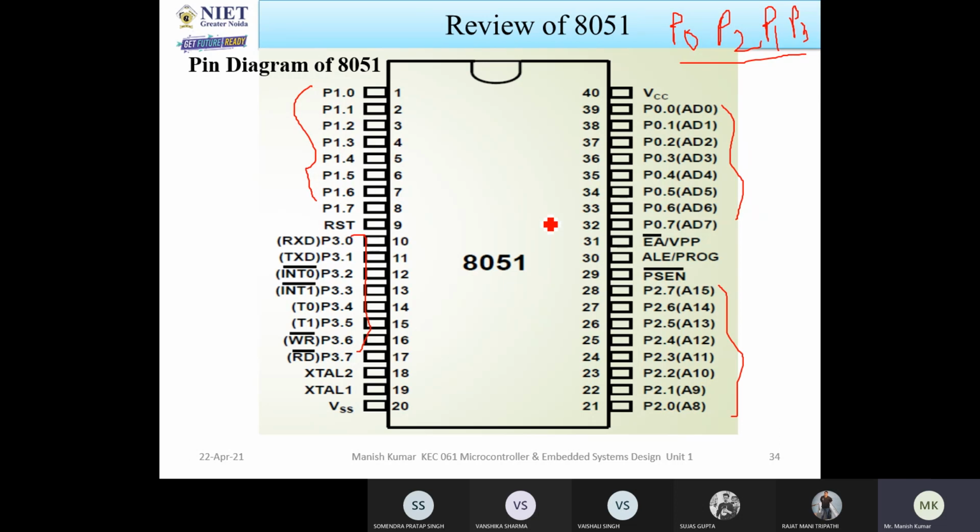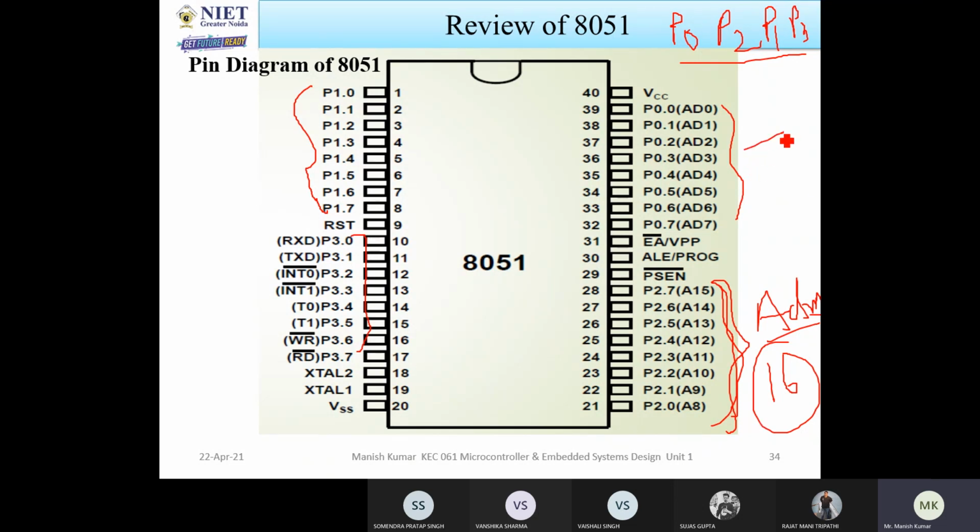Now you can see there are some pins. Consider port 1. Port 1 is vacant, so you can use these 8 pins for any purpose. Now look at port 2. This port 2 is written as A8, A9, A10, A11, A12, A13, A14, A15. What is the meaning? It is used for the address only. But you know the address is 16 bit, and only 8 bits are written with the help of port 2. And what about the other 8 bits?